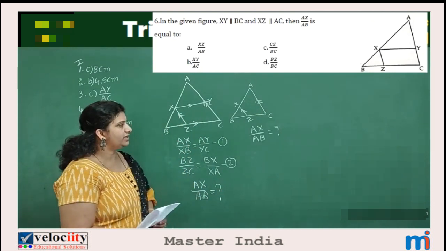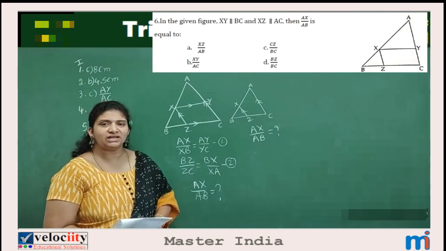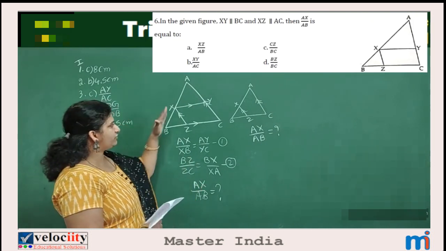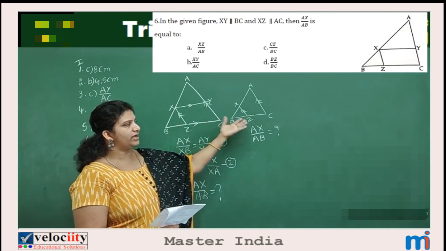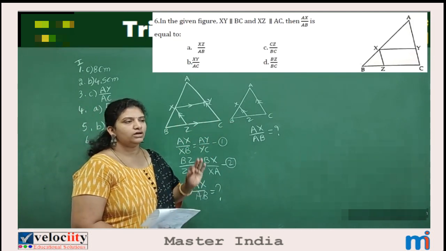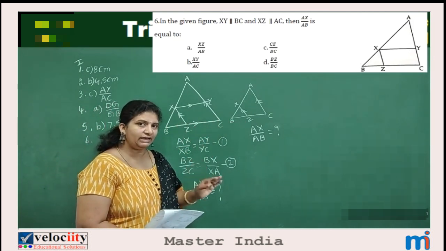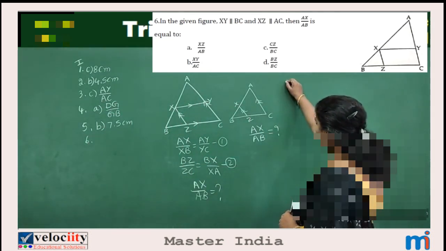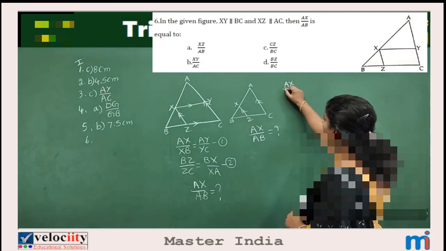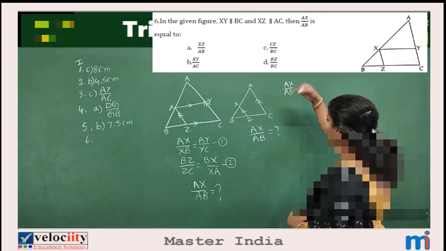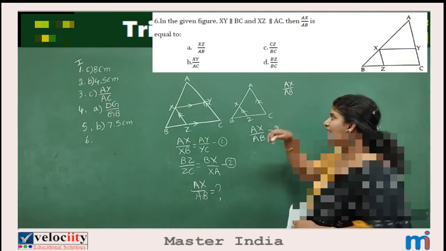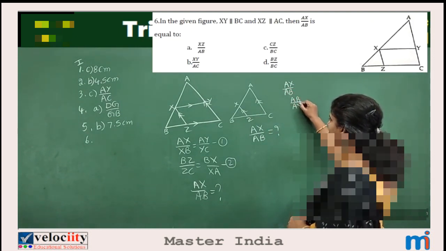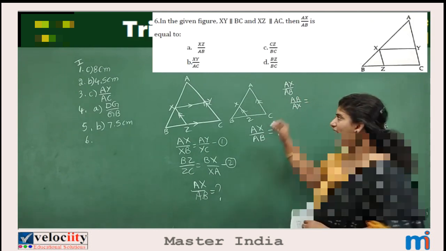Then AX by AB is your question. So how can I find this? AX by AB means immediately you remember the corollary of BPT. But one pair of triangles is like this and one pair of triangles is like this. So at this moment you need to think a little and solve. Let me take this ratio AX by AB and take the reciprocal. Reciprocal means I will write it as AB by AX.